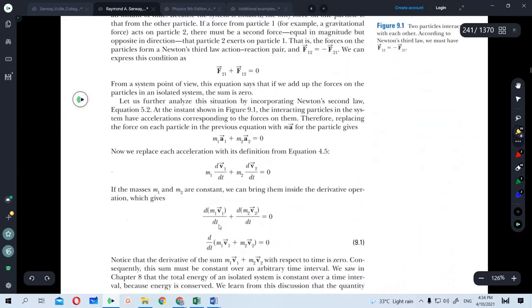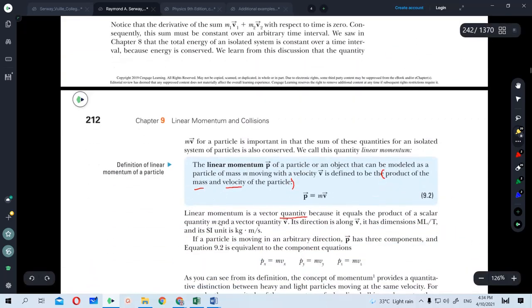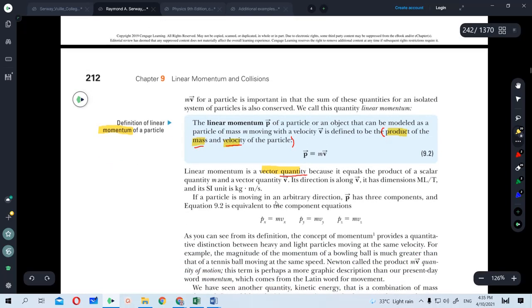So let us start with the idea of linear momentum. Let's focus straight away on what a momentum is. The clear-cut definition is the product of mass and velocity. So mass and velocity, hence it's a vector quantity.